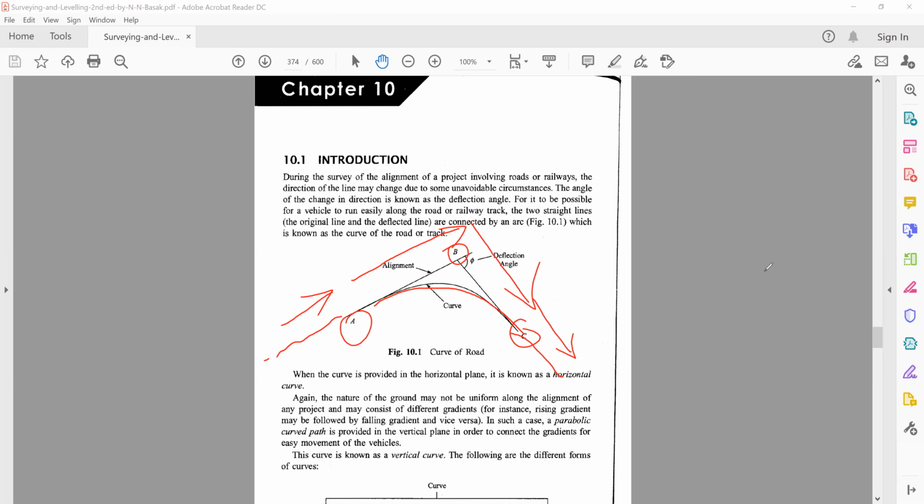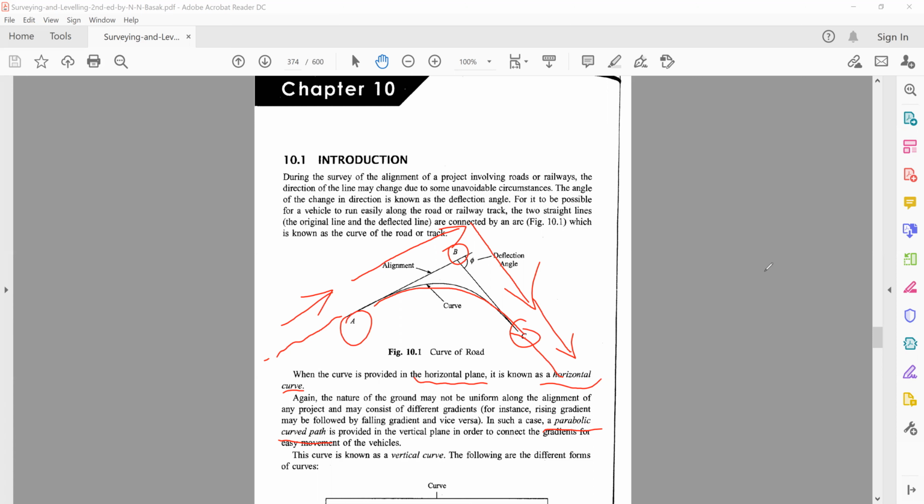Now we have two different types of curves. We have curves in the horizontal plane. So when you have a curve in the horizontal plane, that would be called a horizontal curve. And if you have a curve in the vertical plane, that would be called a vertical curve. Now, the curve in the vertical plane usually has a parabolic path. So it's a parabola. Whereas in the horizontal plane, it's usually a circular curve.